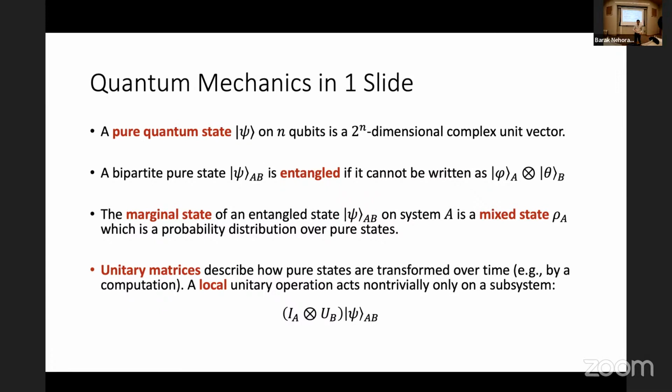Now since we're thinking about entanglement, if you have a unitary matrix that acts on this entangled state, but only acts non-trivially on the second half, say U sub B, then this unitary is what's called local. It's just transforming this entire state by only acting on the second half of the system. Okay, so that's all the quantum mechanics that we'll really need to know for this talk.